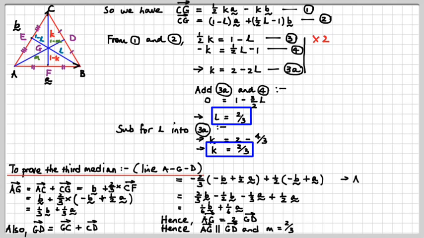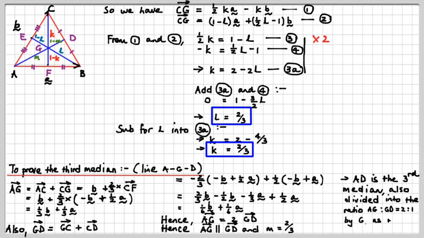And here comes the final conclusion. We've done everything we needed to do. Therefore, AD is the third median. It's a straight line going through G, and it is divided in the ratio of AG to GD being 2:1 by G, as required. Box time.